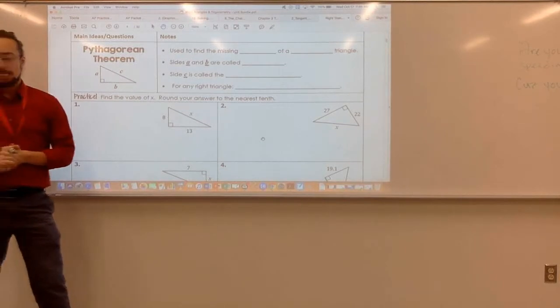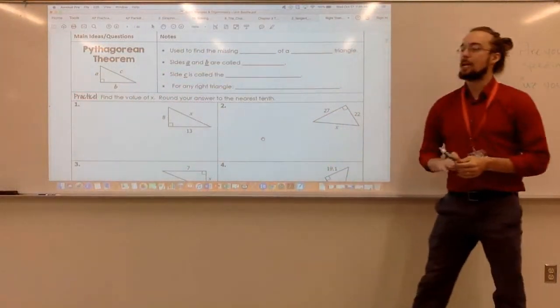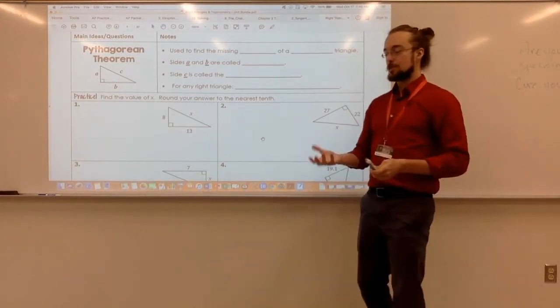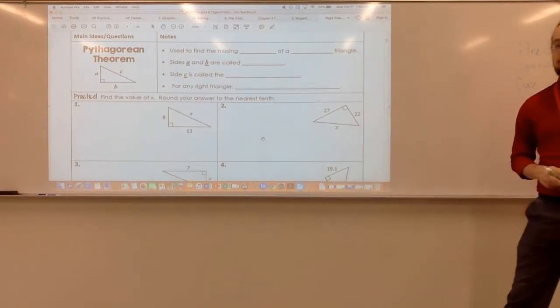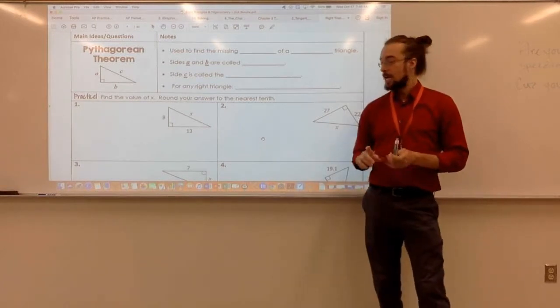Let's start solving right triangles. Okay? Within this, most of this chapter is going to be trigonometry. We're going to start with the Pythagorean theorem, okay? But a lot of this chapter is going to end up being trigonometry.